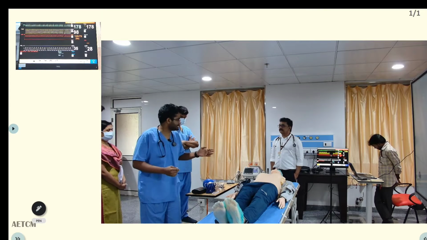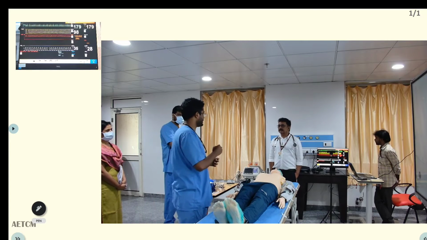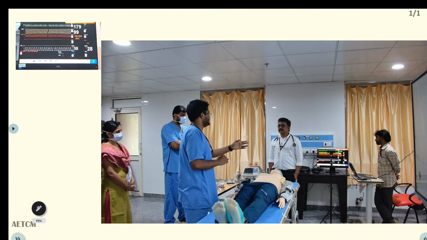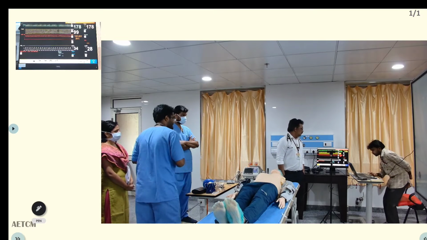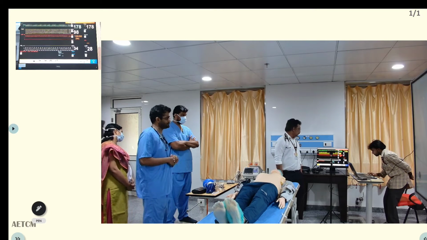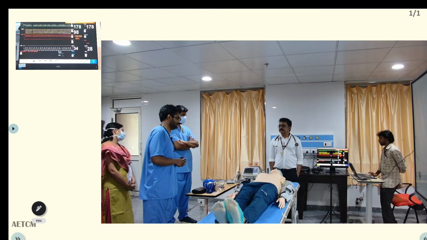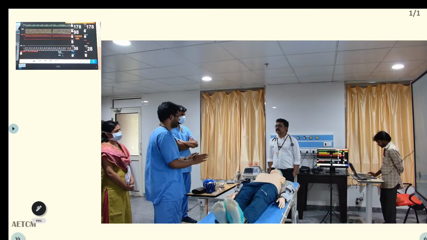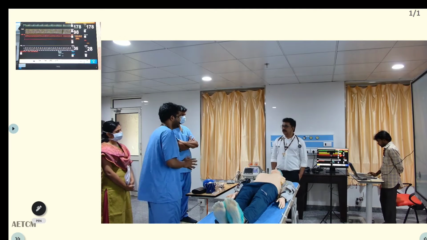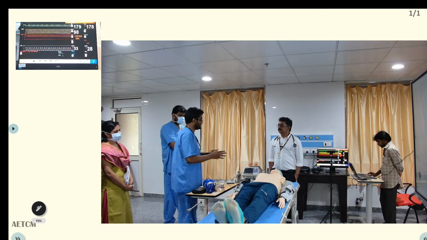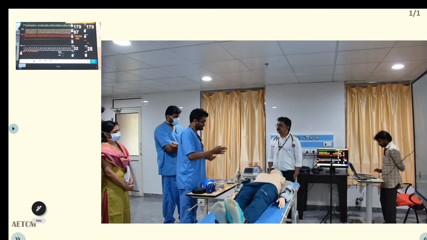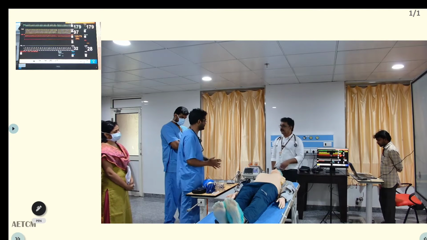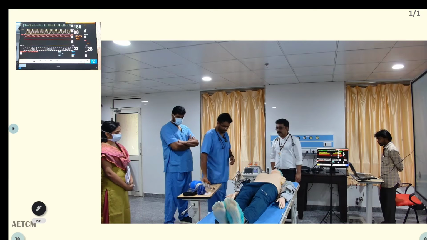When we check the monitor, we can see a regular narrow complex tachycardia with absent P waves. Can I see the ECG? The ECG shows a narrow complex regular rhythm and there are no ischemic changes. So the most likely diagnosis from the ECG is SVT. For SVT, as the patient is stable, we can go for initial management including carotid massage or Valsalva maneuver. You can start the management according to your plan.